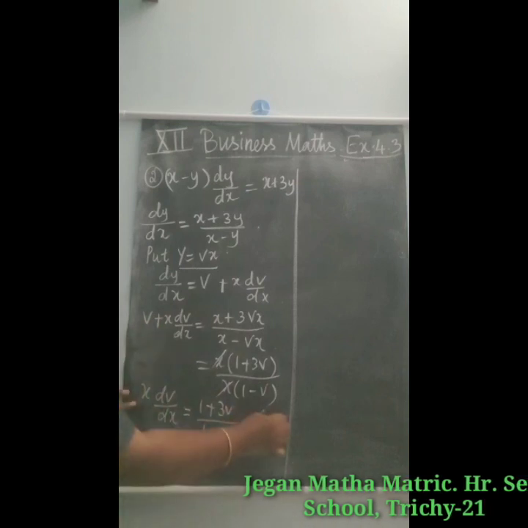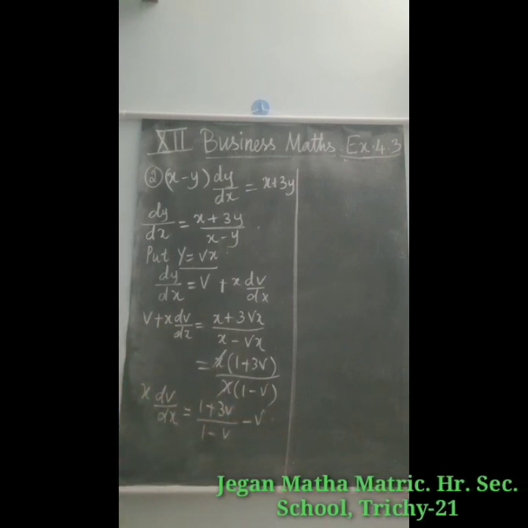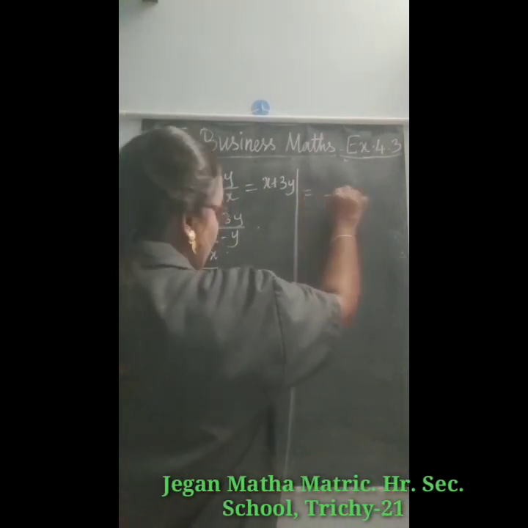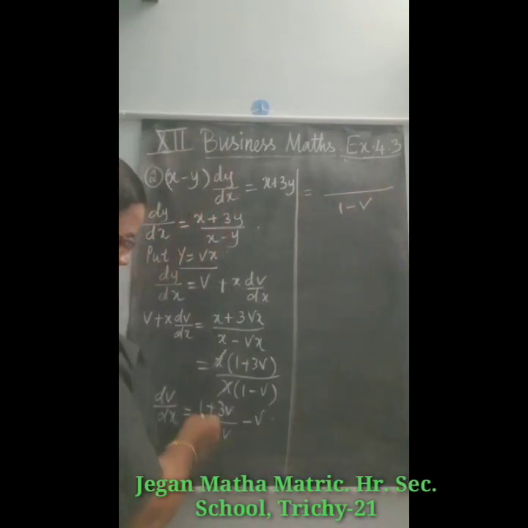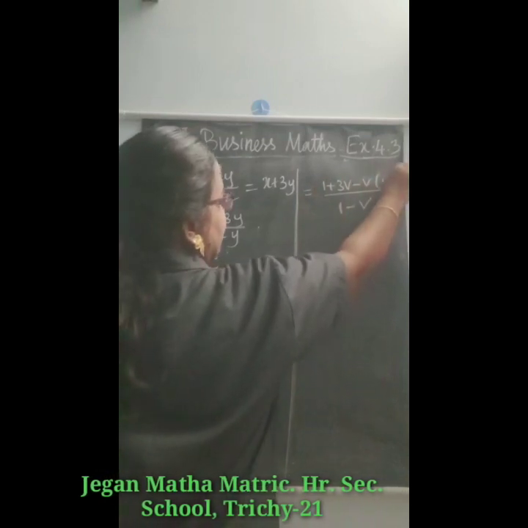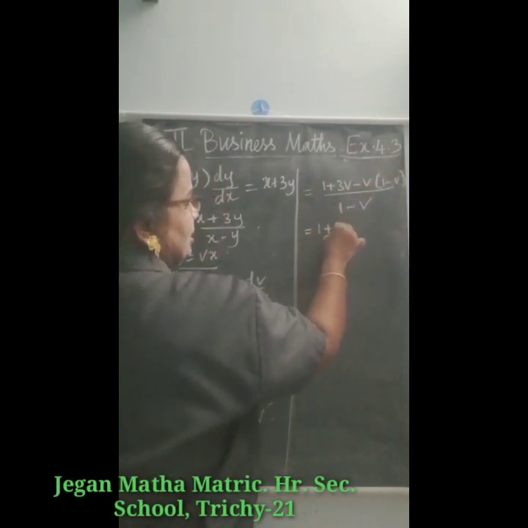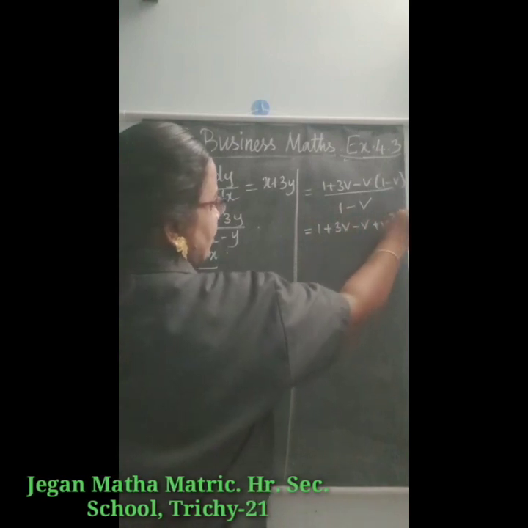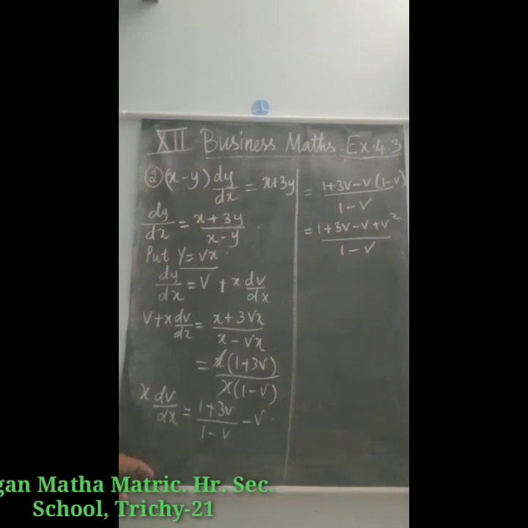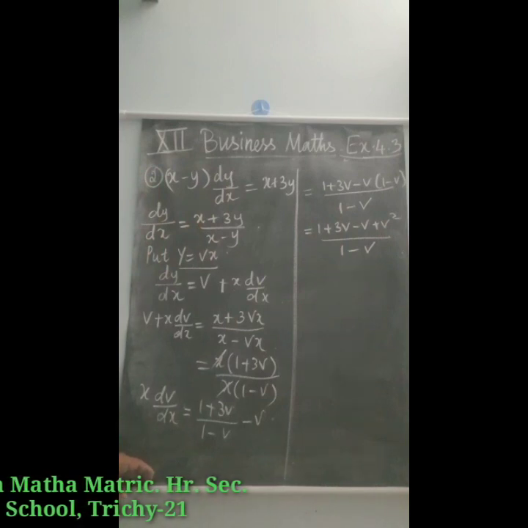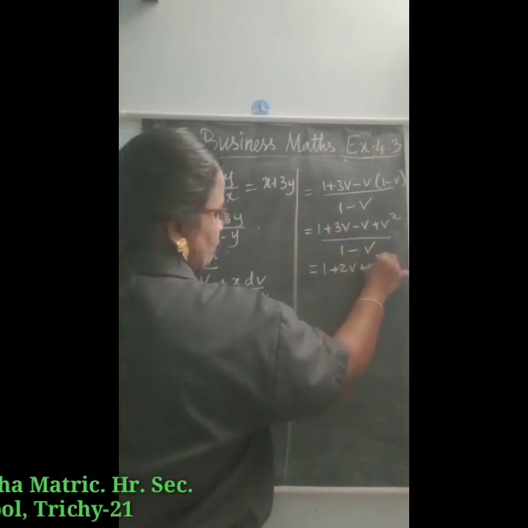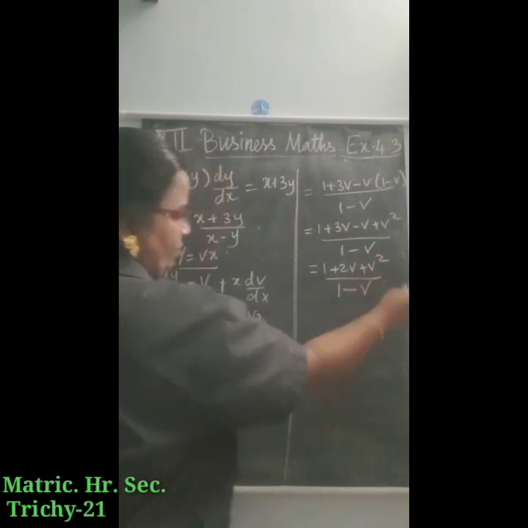This v goes to that side, we will get minus v. And we have to take the LCM for this one, 1 minus v. So that is equal to, 1 minus v is the LCM. So the remaining is 1 plus 3v minus v into (1 minus v). So that is equal to 1 plus 3v minus v plus v squared divided by 1 minus v. After that we have to separate the variables. Now 3v minus v, we will get (1 plus 2v plus v squared) divided by (1 minus v).